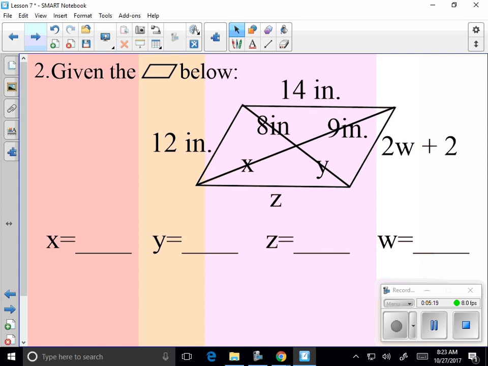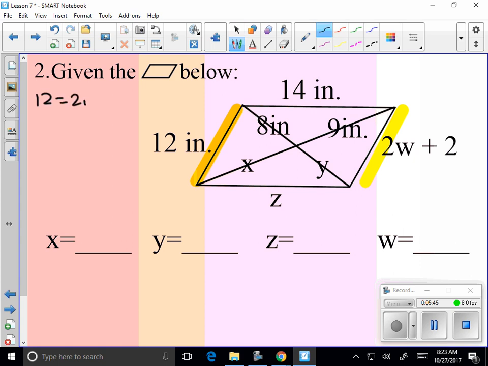Okay, let's talk through a couple of attributes of this parallelogram because there's a lot going on, right? What do we know about sides across from each other? They're congruent. Oh, so W equals 5? 2 times 5 plus 2 is 12. 12, yeah. W equals 5, right? For those of you who weren't following me, could I say that 12 equals 2W plus 2? Yeah. So then 10 equals 2W. Yeah. So then 5 equals W. Okay, so W equals 5.